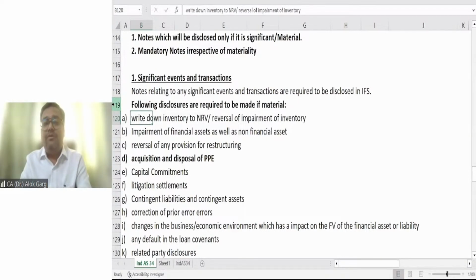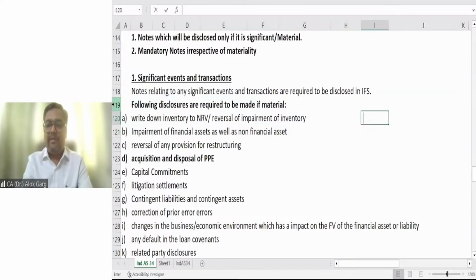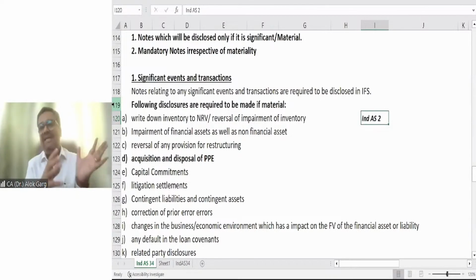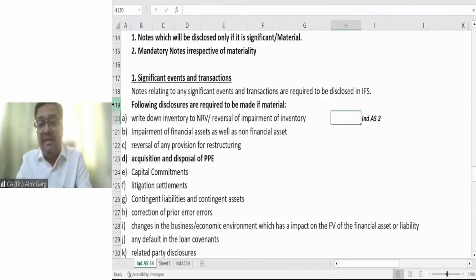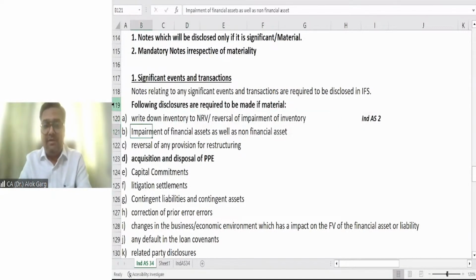Example, write down of inventory to net realizable value or reversal of impairment of inventory. This is as per Ind AS 2, the inventory standard, right? As per Ind AS 2, inventory has to be measured at cost or NRV, whichever is lower. The same thing was there in the accounting standard also, right? So if the company has impaired the inventory or reversed the impairment on inventory, and if it is material, it is required to be disclosed in the interim financial statement.